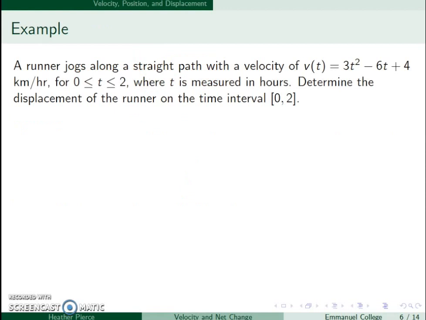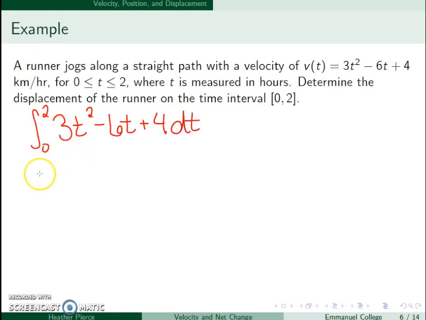So for example, a runner jogs along a straight path with the velocity given by v of t equal to 3t squared minus 6t plus 4 kilometers per hour for times 0 to 2. We want to determine the displacement of the runner on the time interval 0 to 2. So displacement is just given by the integral over this time of the velocity. So 3t squared minus 6t plus 4 dt.